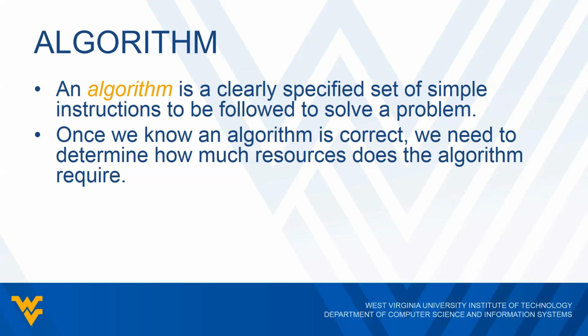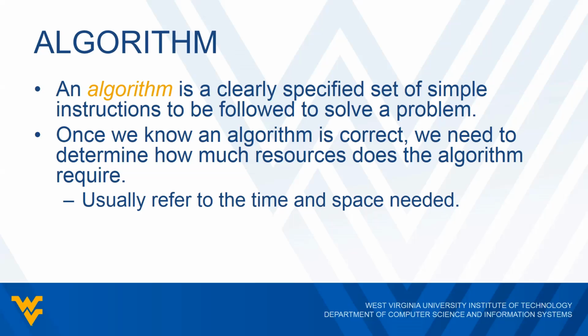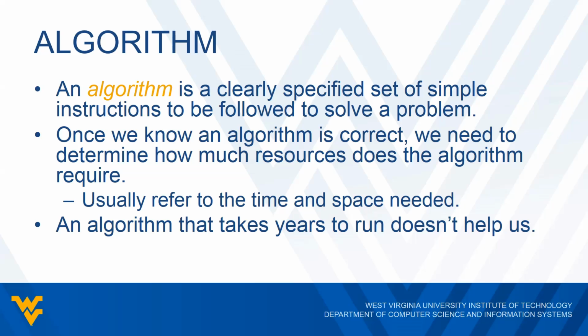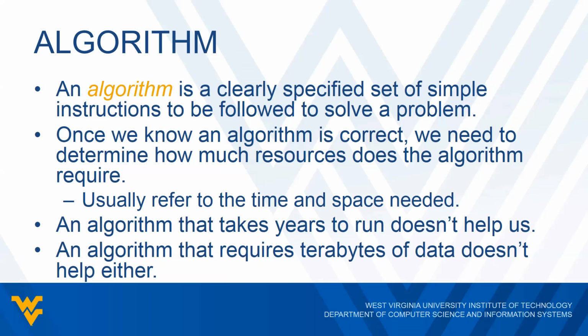Now, let's say we have an algorithm and know that it's correct. That's the first step, to make sure that we have an algorithm that actually works. But once we have that, we need to make sure that it's a useful algorithm. And the way we do that is we determine how many resources the algorithm requires. When we talk about resources, we usually refer to the amount of time it takes to run the algorithm and how much space is needed to store the data. For example, if we have an algorithm that works, but it takes years to run, that's not going to be a very good algorithm. Also, if we have an algorithm that requires terabytes of data, we really can't use that algorithm either.